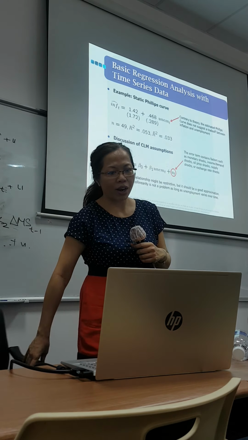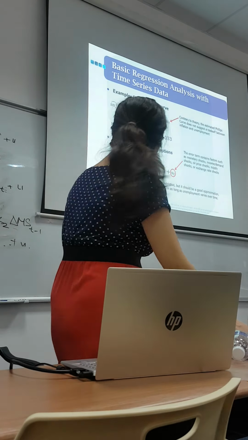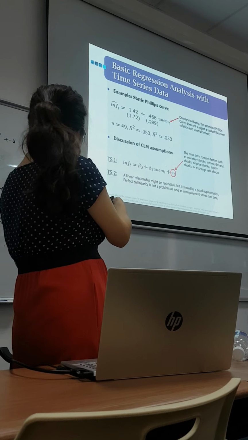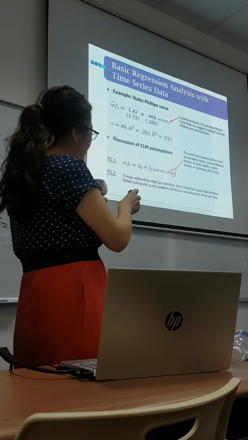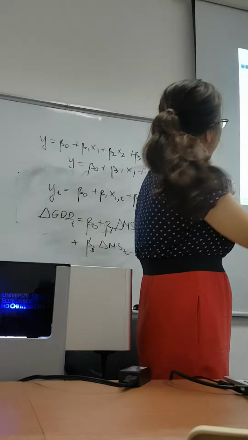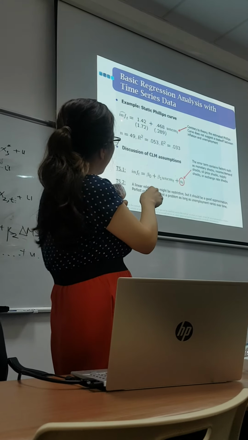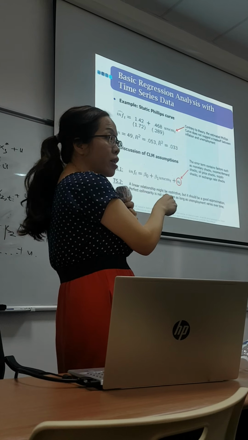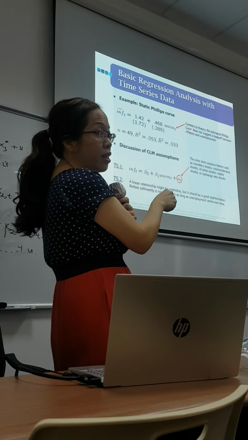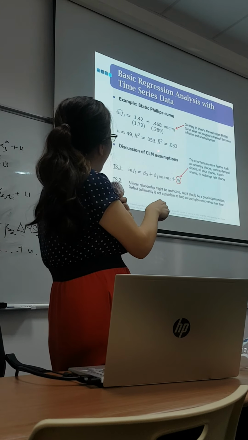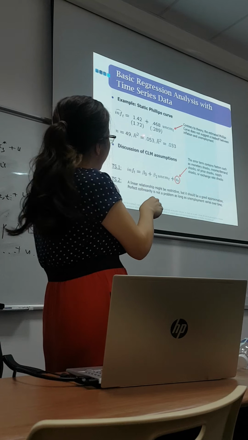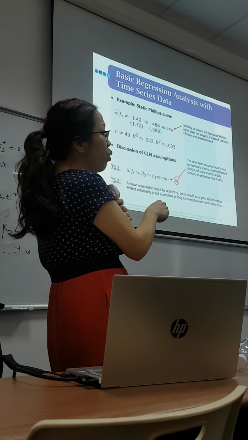Okay, so now we're gonna do this one. I'm gonna take a sample here. Here we're gonna get the static equation. So the static equation here, you got inflation as a function of unemployment, and that is only at time t. Then you got the number of observations, 49, and the adjusted R squared is very low.